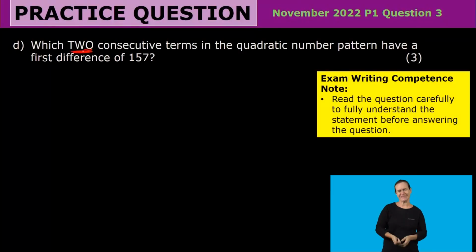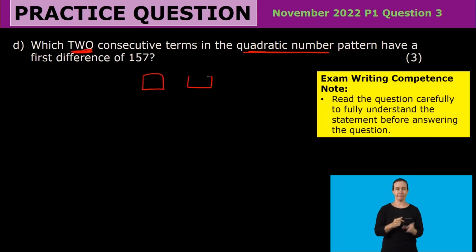Let's now go to a very commonly asked question. That's the next question there. It says, which two consecutive terms in the quadratic number pattern have a first difference of 157? So what are they asking here? They are saying that somewhere along that quadratic sequence that we had, remember it was a 14, then we had a 21, and then we had a 30, and a 41.